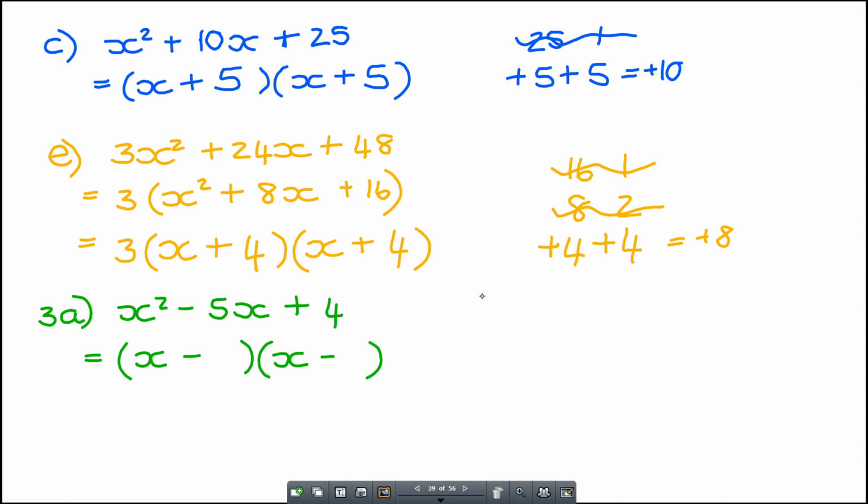Factors of 4 will be 4 times 1 or 2 times 2. And I've got to use them to get minus 5. So the 2 and 2 I can't use to get a minus 5. But minus 4 minus 1 will give me minus 5. So that's how I knew x minus 4, x minus 1.